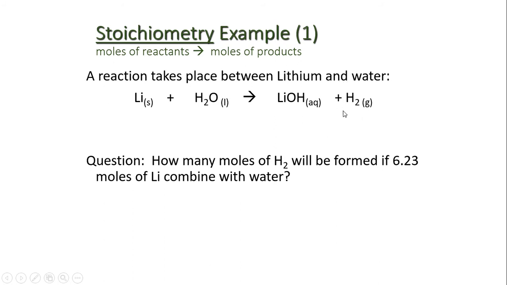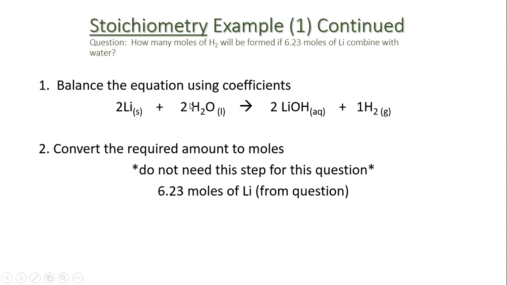So, how many H2 can we make if we have 6.23 moles of lithium combined with water? So, how many H2, let me repeat, how many H2 can be made if we have 6.23 moles of lithium combined with water? So, what is the answer? First, we need to check if our equation is balanced. Is our equation balanced or not?